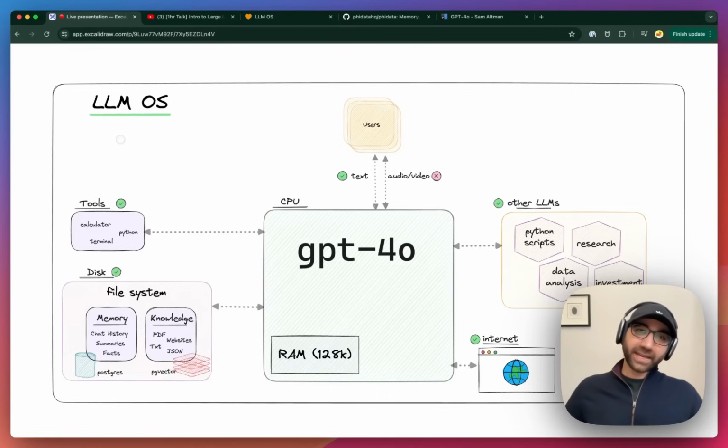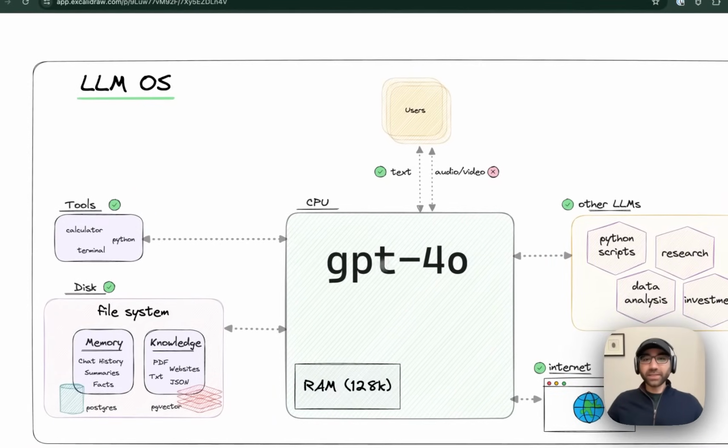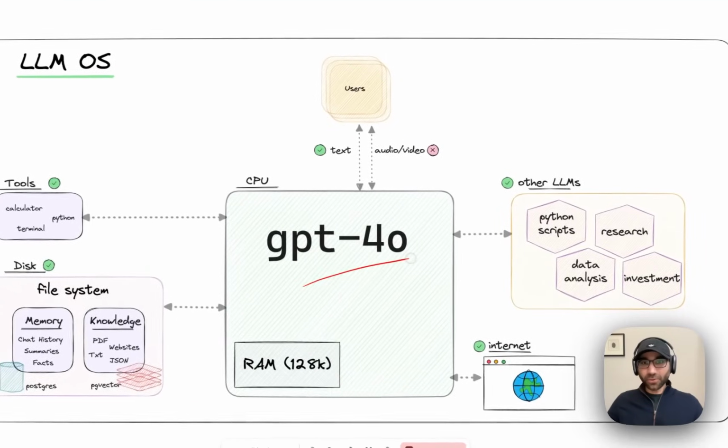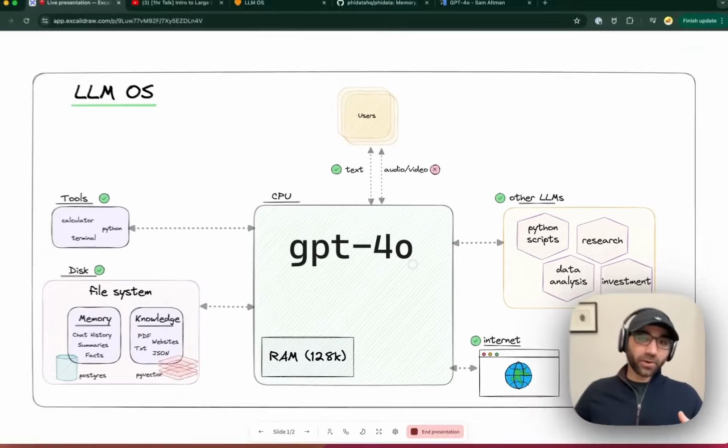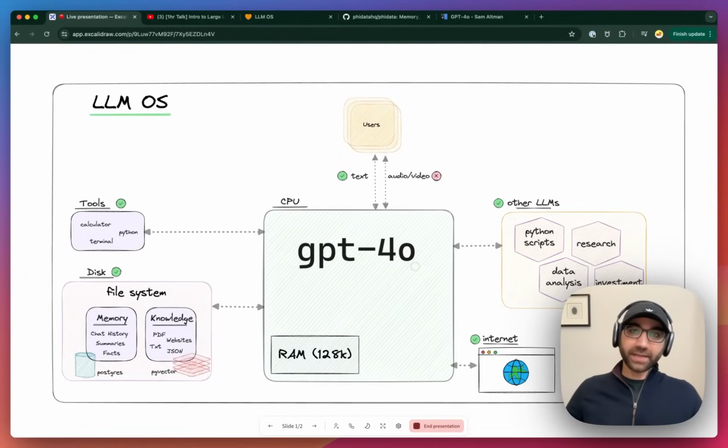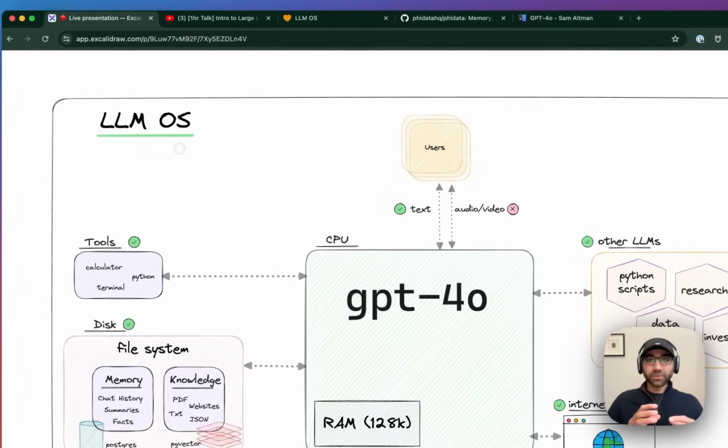Hey everyone, it's Ashpreet, and let's build the LLM OS with the newly released GPT-4o model. Now, the GPT-4o model is the flagship model from OpenAI. It's faster, cheaper, and better. And the LLM OS is one of the most complex LLM applications we have available.